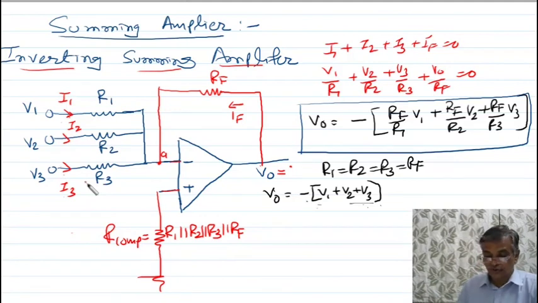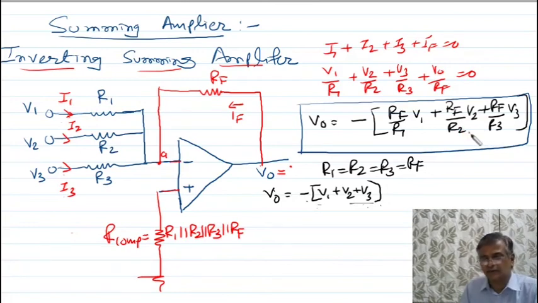So in this topic, very easy. I1 plus I2 plus I3 is equal to IF, or I can write that the total sum of the currents at the nodal point A is 0. So V1 by R1, V2 by R2, V3 by R3 plus VO by RF is equal to 0. So you can derive the standard equation. Remember this equation. In the next lecture we will do numericals based on this equation.